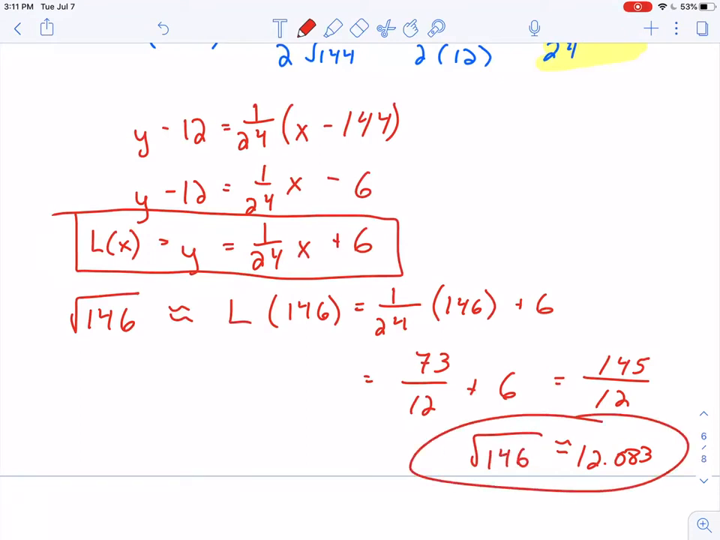That's my answer. These problems are a little bit trickier because you are going to have to come up with not only a function, but a point that is close to the x value that you're working with, or close to the quantity that you're trying to estimate, that will work nicely with the function that you do decide on.